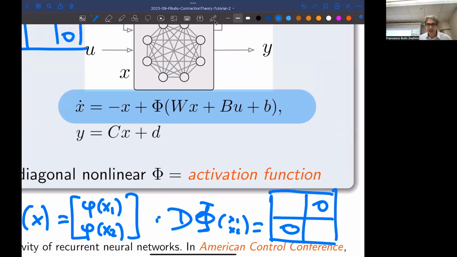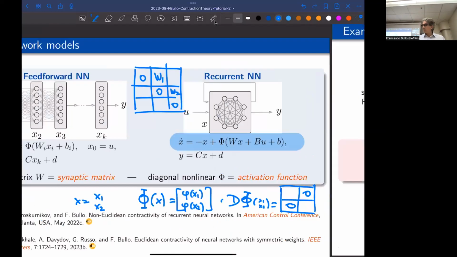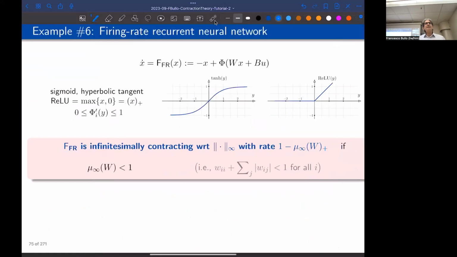As you well know by now, the name of the game is to show when my firing rate model, recurrent neural network, is strongly contracting. And with respect to which norm are we going to play the game? We have played the game of the 2 norm. It is a painful game. There's much to be gained, but it certainly is not fun to play with the LMI. Let us try a different game.